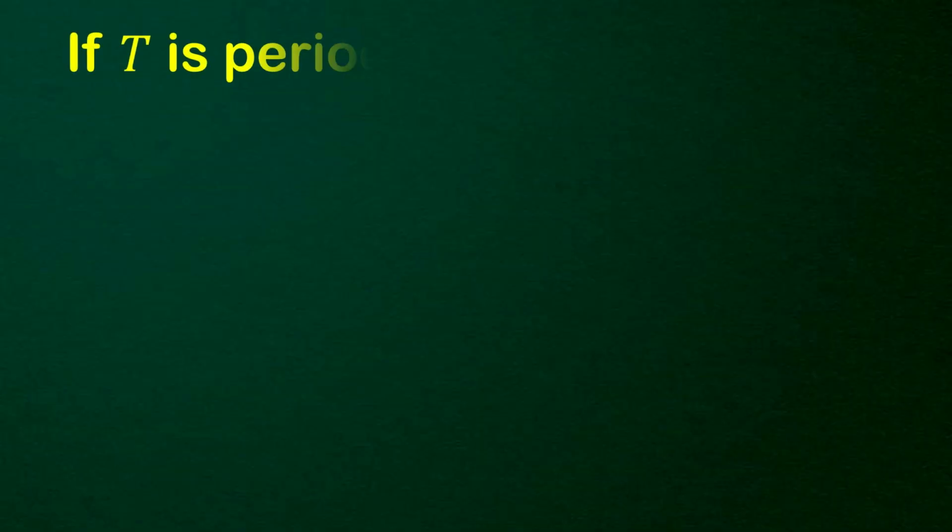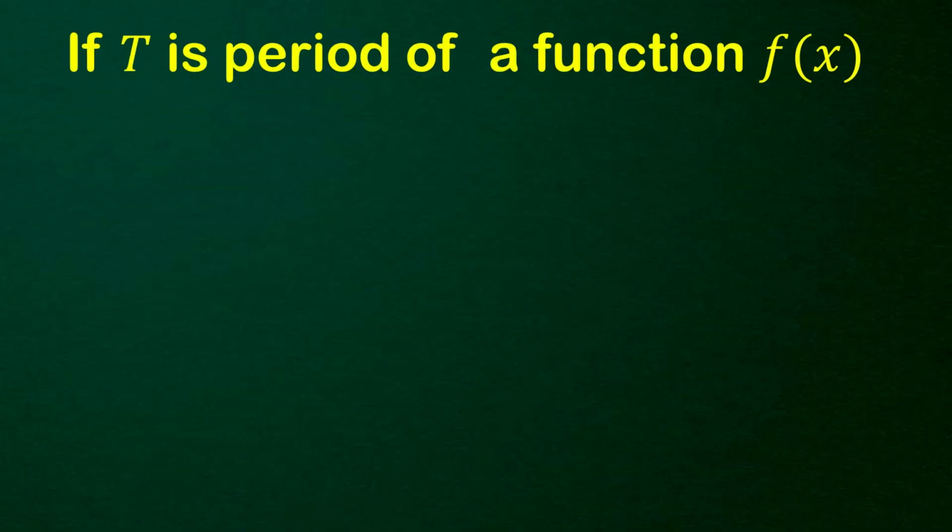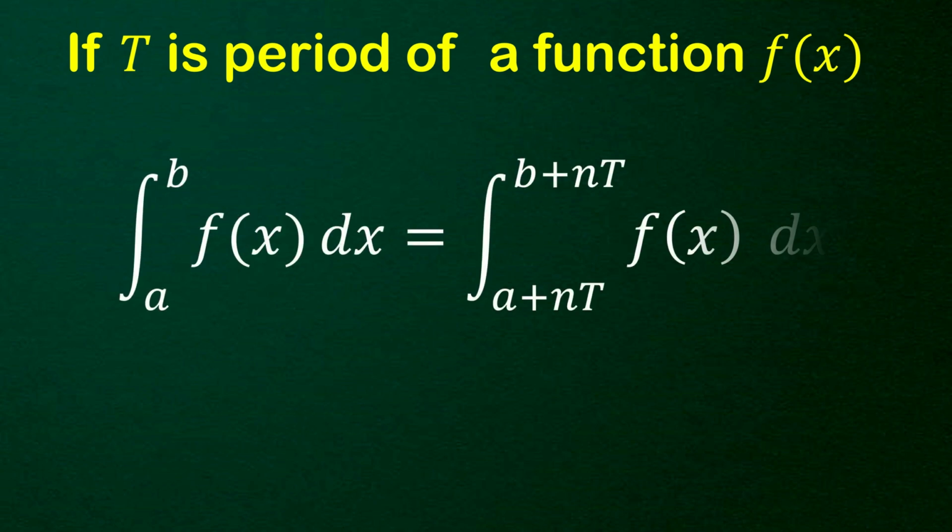If t is the period of a function f of x, then the integral from a to b of f of x dx is equal to the integral from a plus nt to b plus nt of f of x dx, where n is an integer. This is one of the shifting properties of definite integrals.